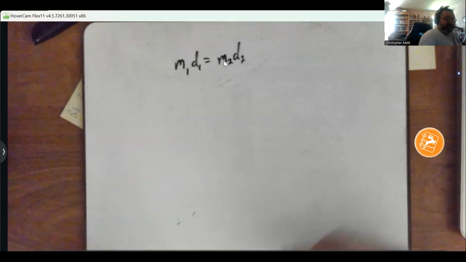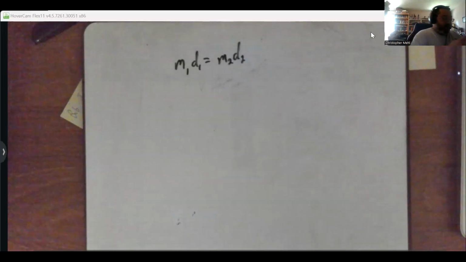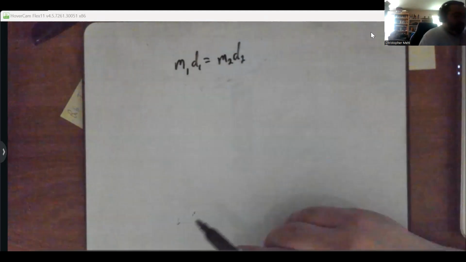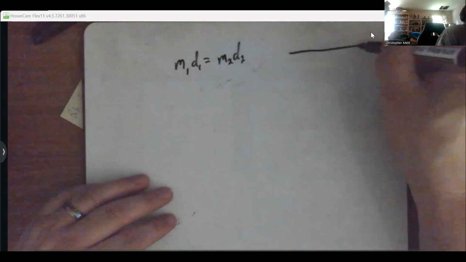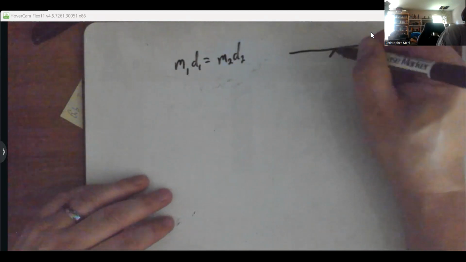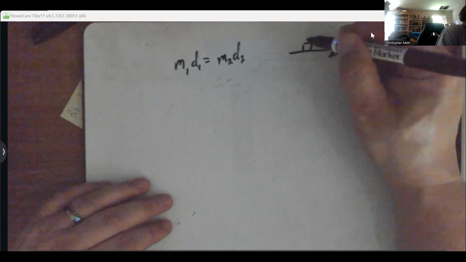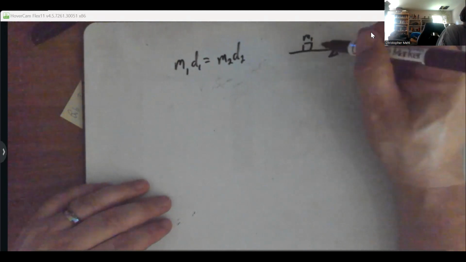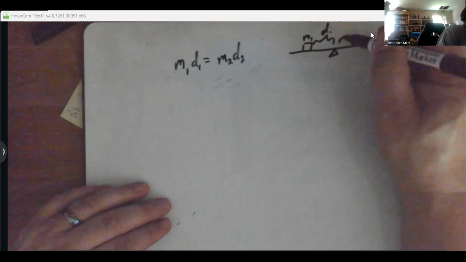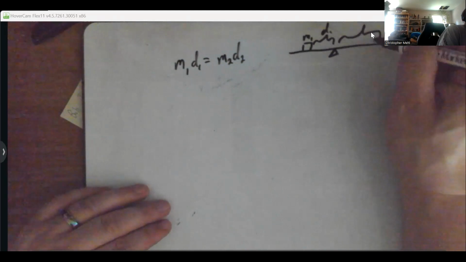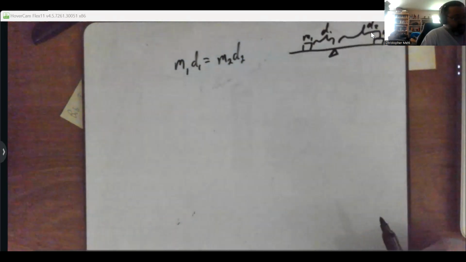What do I do there? But before we get to the multiple objects, in order to get there, we need to generalize this concept. Let me draw it up. We had our center point, our balance point, and we had our mass 1 at a distance d1, then we had our mass 2 at a distance d2. That's our basic setup.